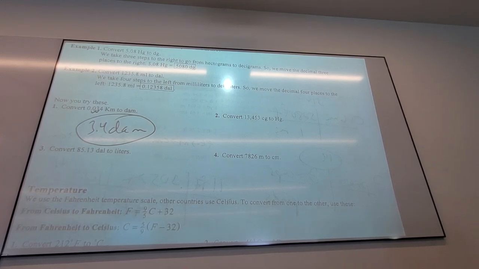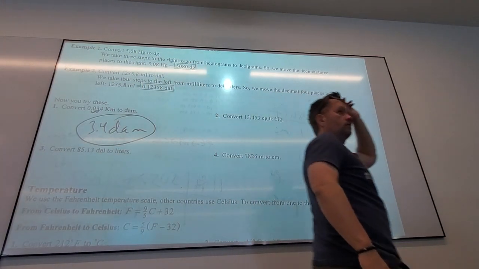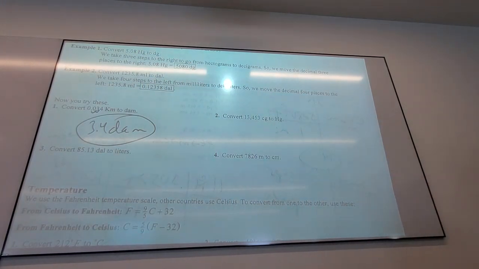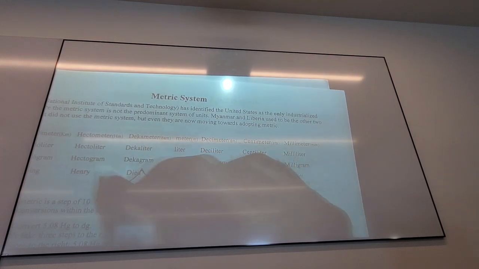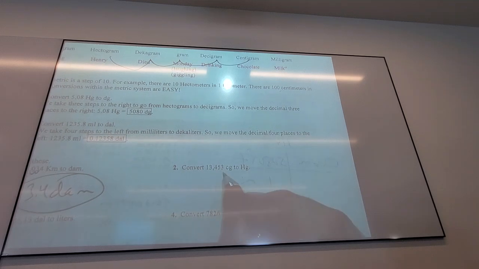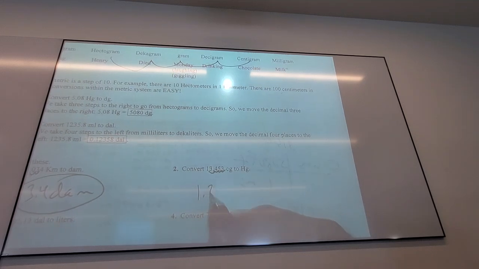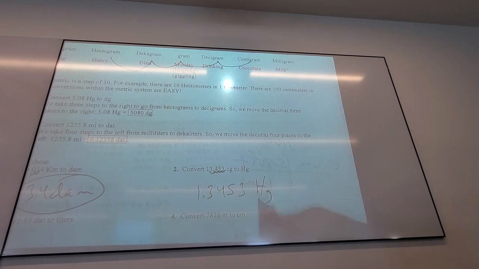Alright, who's got it? How many times, which direction? Say again? Move 4 to the left. 4 to the left, so let's see. Centigrams, 1, 2, 3, 4, yep. So then I'm gonna move the decimal, currently right here. 1, 2, 3, 4, so it's 1.3453 hectograms.